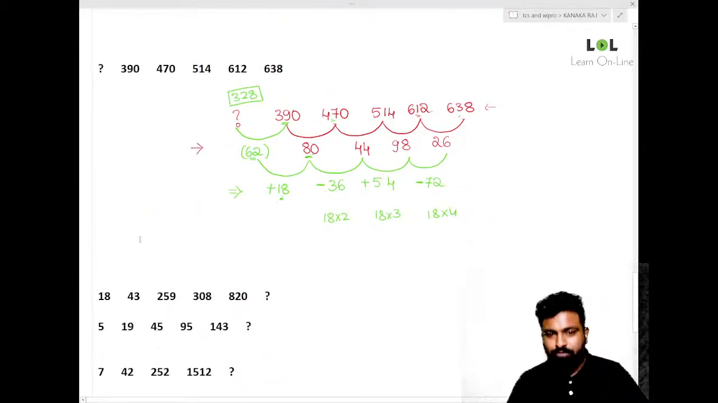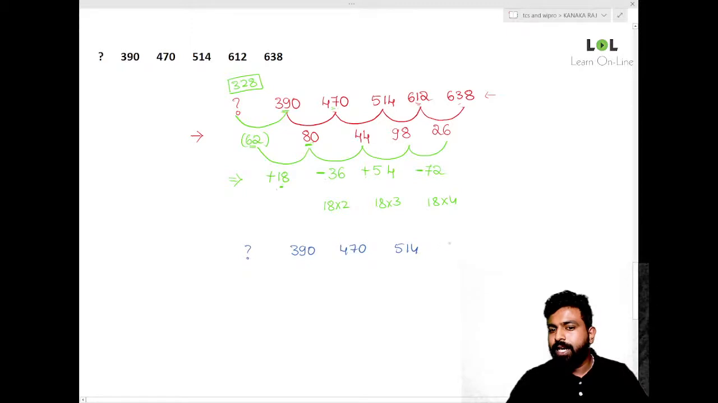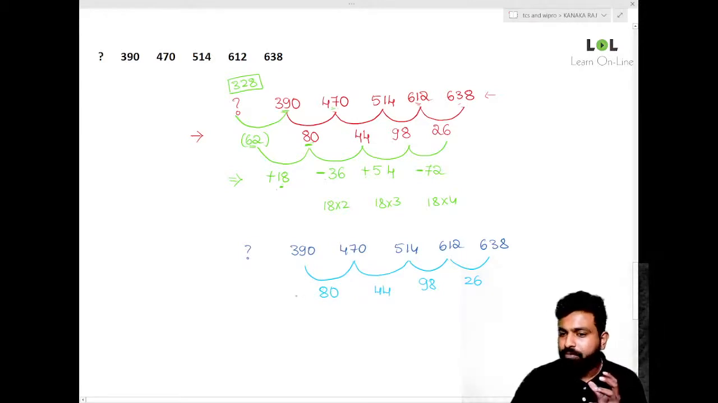If you observe carefully, what is happening? Let me write down the series for you once again. Question mark, 390, 470, 514, 612, 638. So what are the differences here? The differences here are 26, 98, 44, 80. So what is happening if you observe this series carefully?